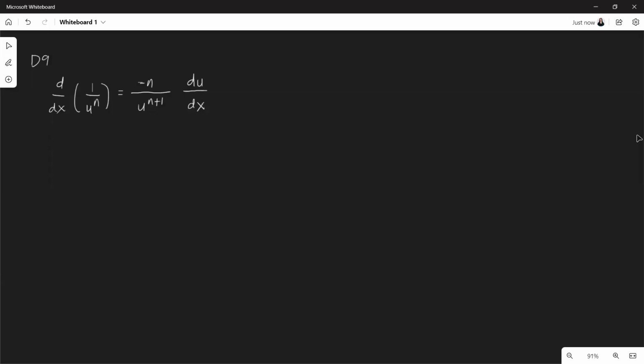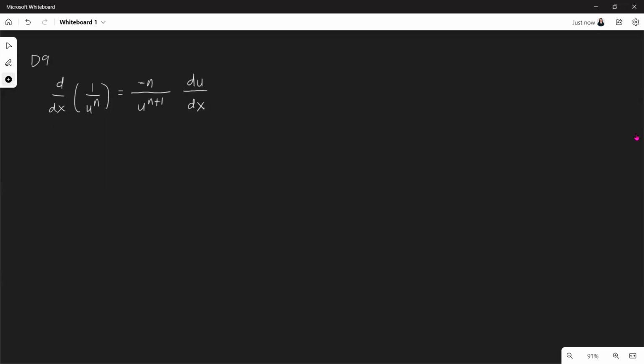So D9 is another special formula related to the power rule. Okay, so another special rule. Supposing n, or the exponent, is equal to -1. Instead of using the power formula, which could be very time consuming to do, if this is the format, then we can just use this formula, this rule.